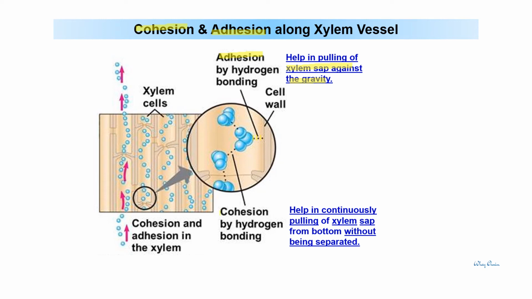However, cohesion is the attraction force between the same molecules, which means it's actually the attraction force between the water molecules. They help in continuously pulling the xylem sap. Xylem sap is the fluid found in the xylem tissue, and they cause the xylem sap to be pulled without separation. Both cohesion and adhesion are actually the hydrogen bonds that we have studied in semester 1.